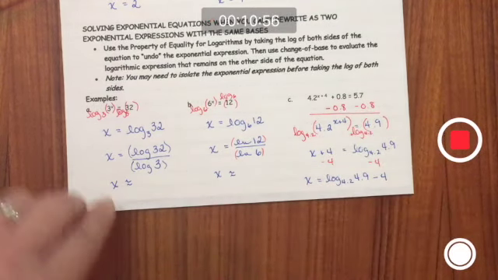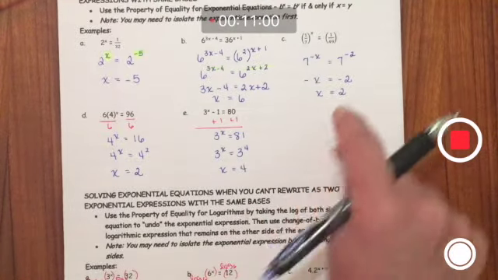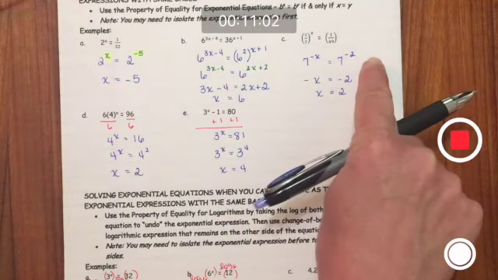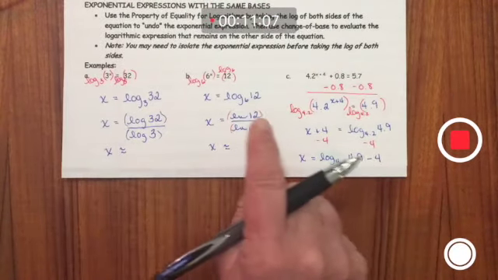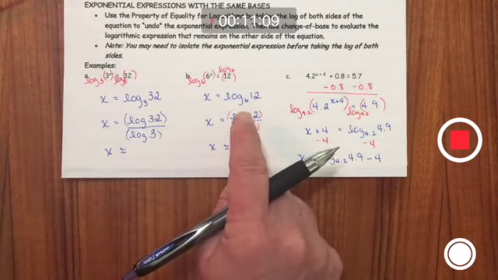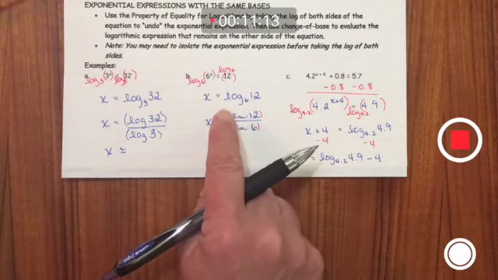So we have solved two different types of exponential equations. The first type is when we can rewrite the left side and the right side using the same base. And then if we can't rewrite both sides of the equation with the same base, we're going to need to undo the exponential using the log of that same base.